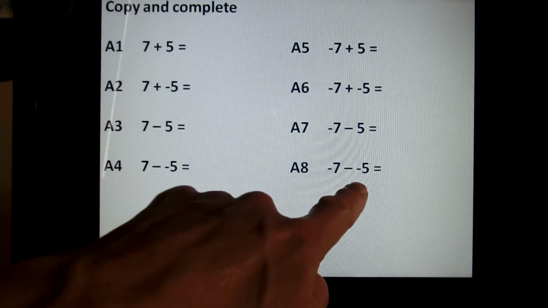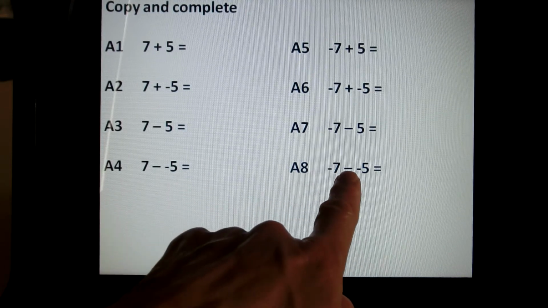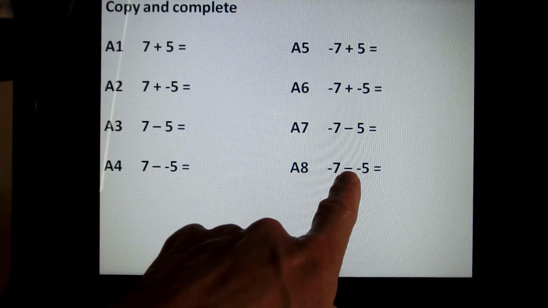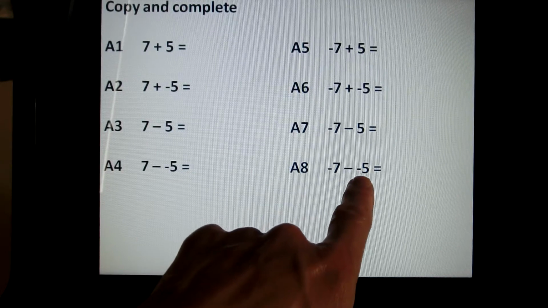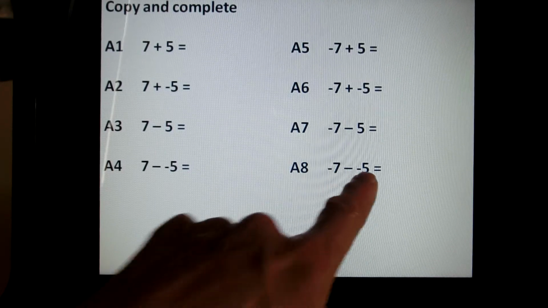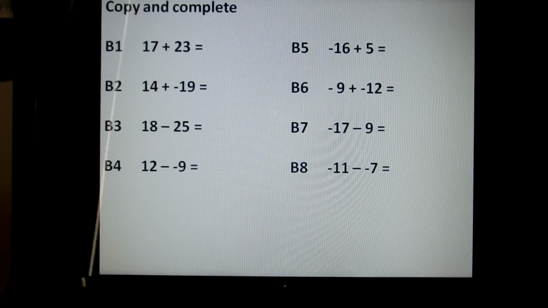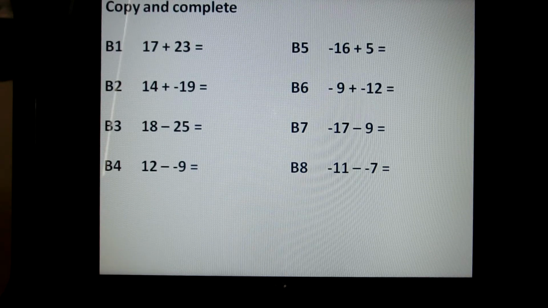The last one looks pretty awkward. You're starting at negative 7. Subtracting would normally take you down, but because you're subtracting a negative, you actually go up. So you're starting at negative 7 and you go up 5, takes you up to negative 2. These would be the same idea, although they're made a little bit harder. It's exactly the same idea.